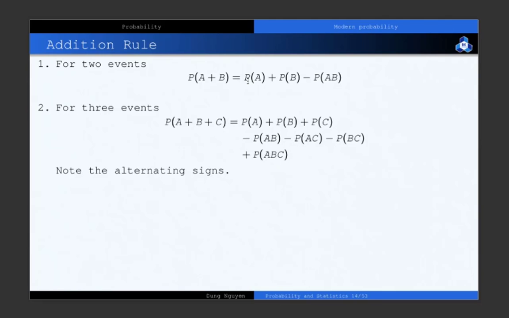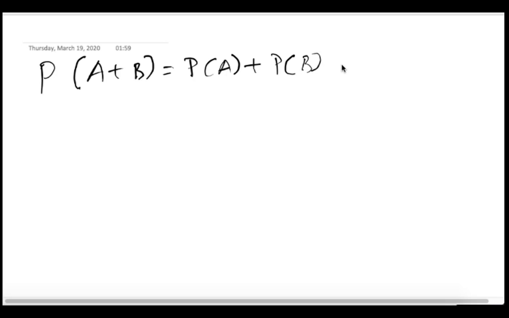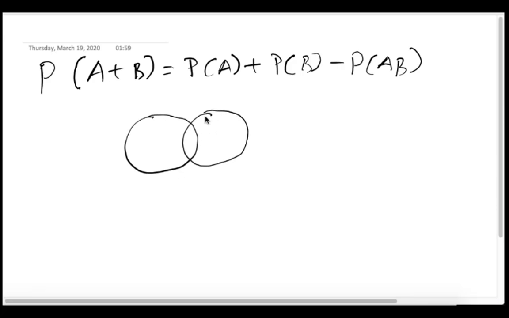I'm going to prove the first equation. The second equation is quite similar to that. That the probability of A plus B equals the probability of A plus the probability of B minus the probability of AB. So I'm going to draw a diagram, the Venn diagram. This is A, this is B, and this is going to be the intersection. Okay.